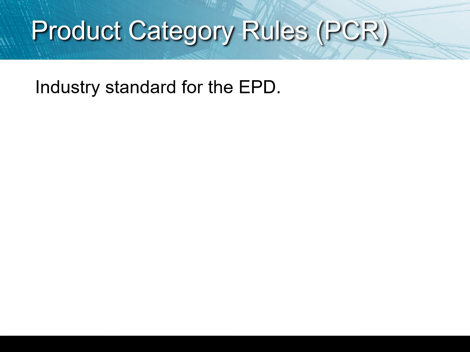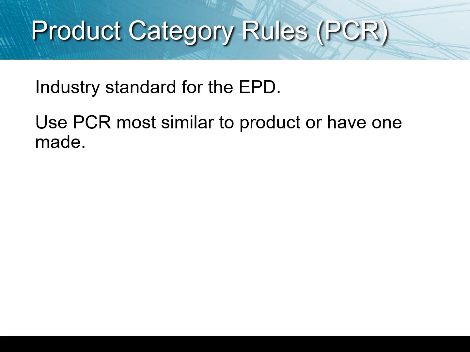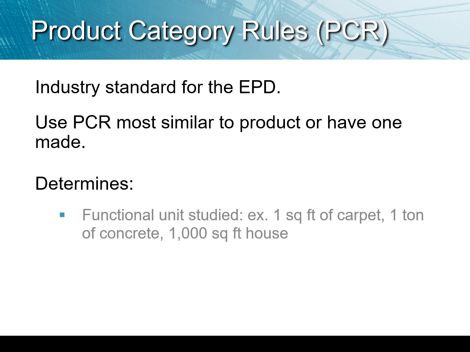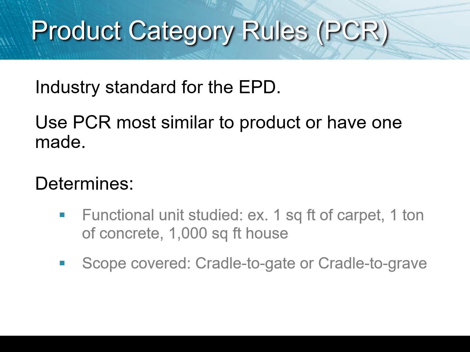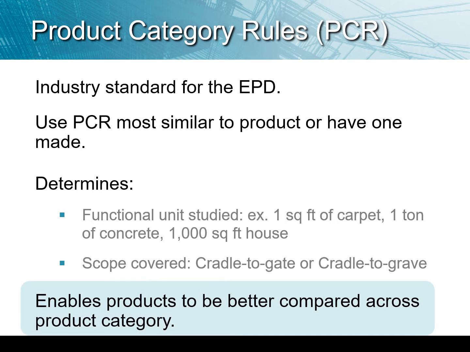To use a PCR, you'll need to find the PCR that is closest to your product, or if there is nothing similar to the product that you are trying to create an EPD for, you will have to look into having one made. The PCR helps determine things like the functional unit, which could be something like 1 square foot of carpet or 1 ton of concrete, as well as the scope that is covered, such as cradle to gate. Using the same functional unit and scope allows products to be better compared across a product category.